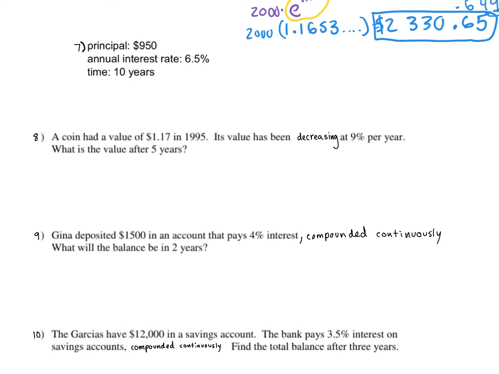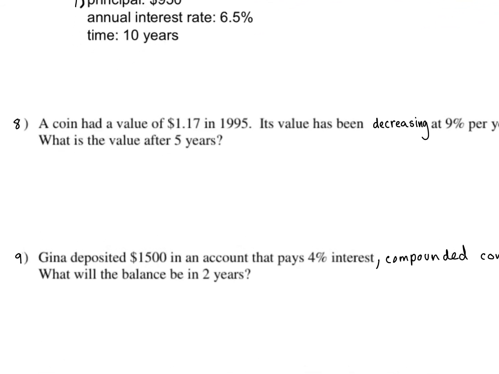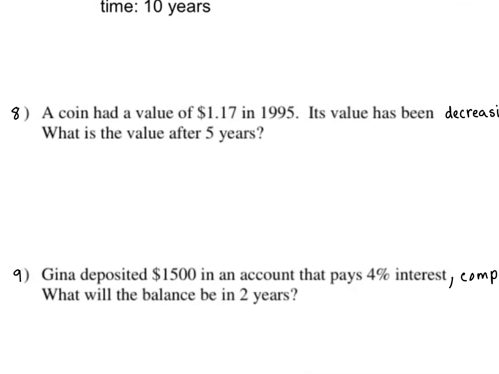So a coin had a value of $1.17 in 1995. Its value has been decreasing at 9% per year. What is the value after 5 years? So which formula am I going to use? The other one, not PERT. So I need ART. Art. So what's my starting amount? $1.17. What is the rate? 0.09. And what's time? 5 years.